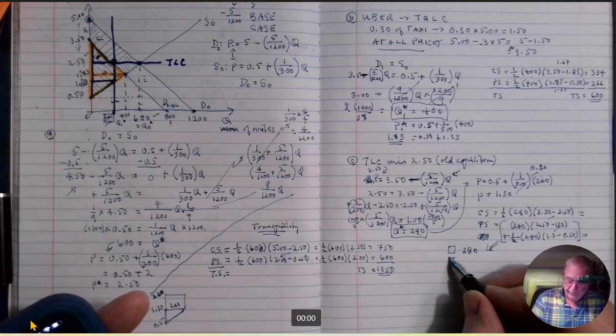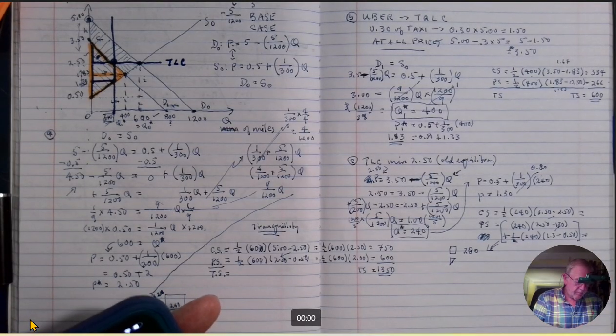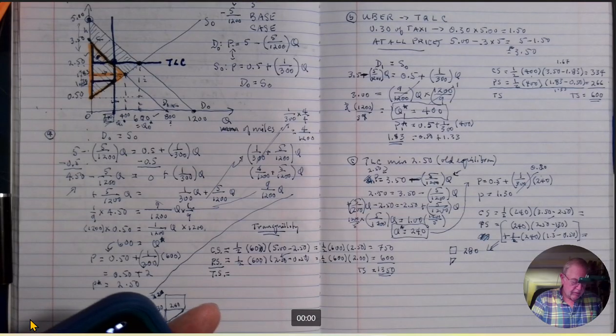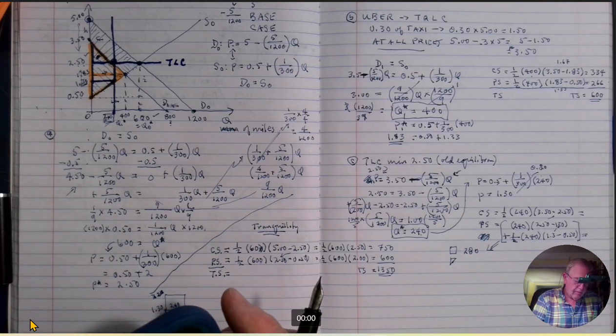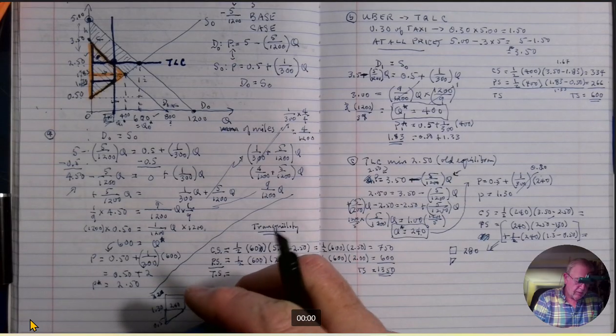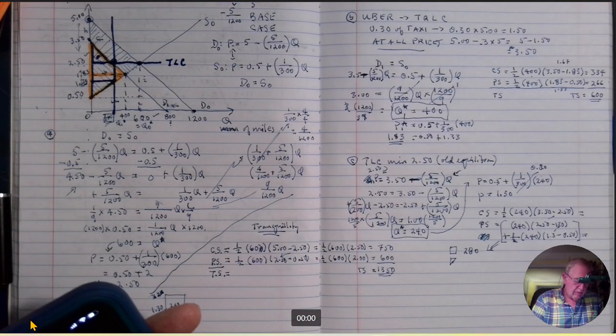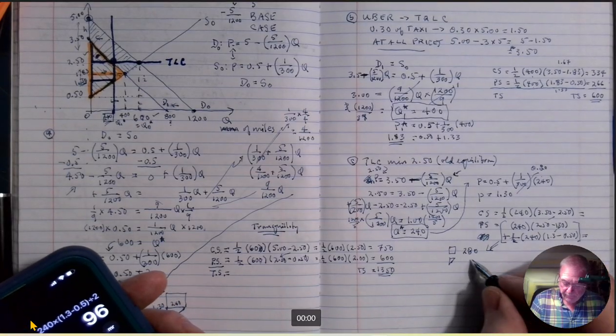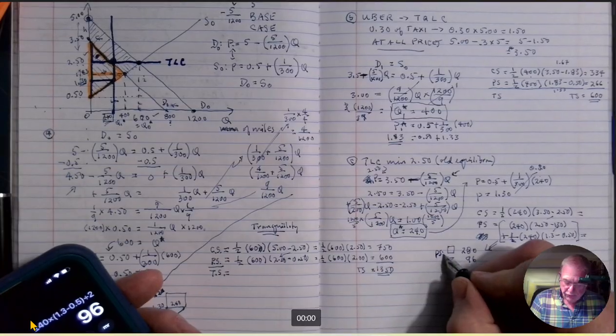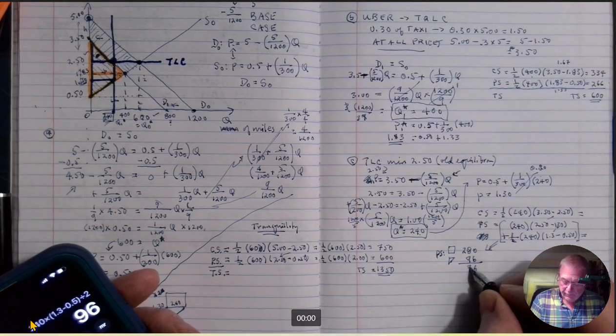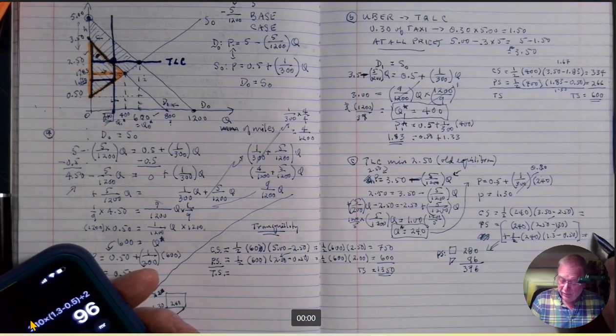and the triangle is going to be 240 times 130 minus 0.5 divided by 2. Oops, not quite. Parentheses. And divided by 2. It's 96. And this is all producer surplus. And that's going to be a grand total, if I got my numbers correct, 376.